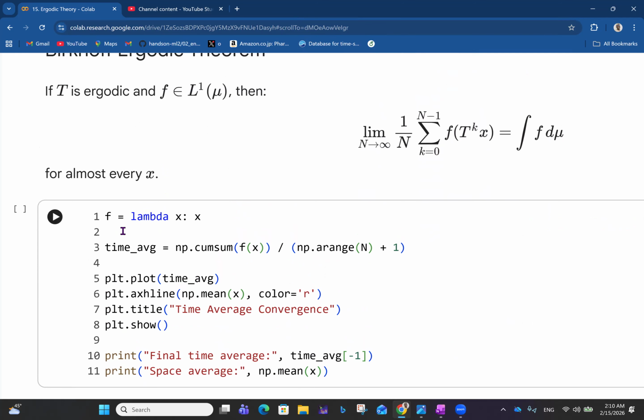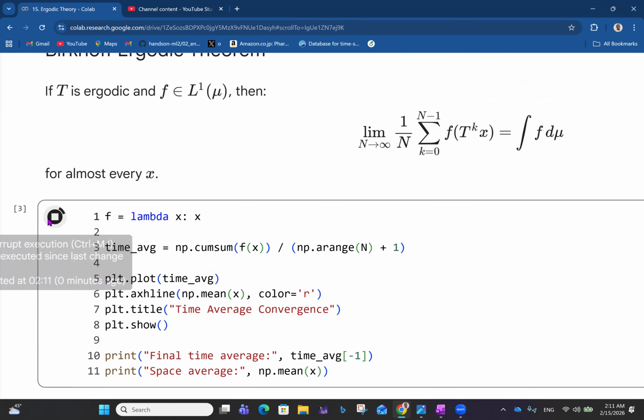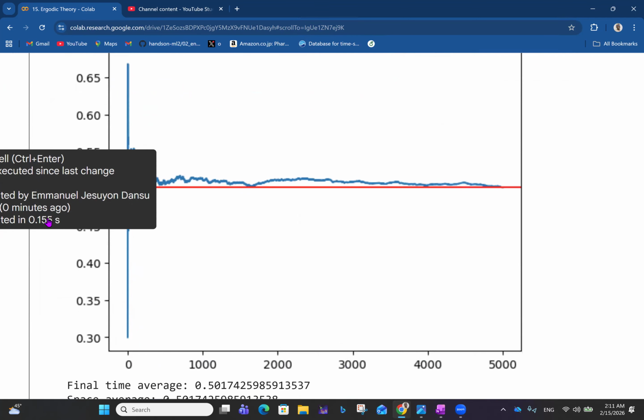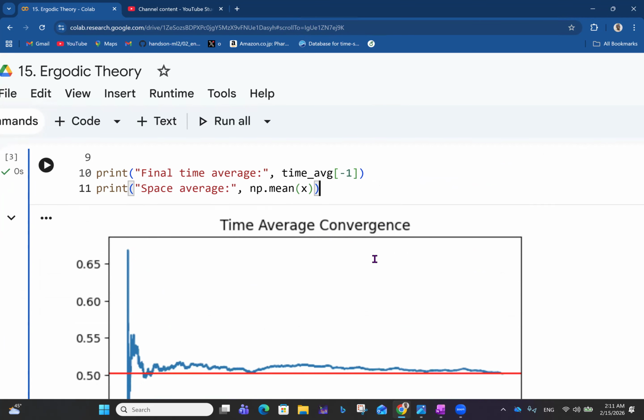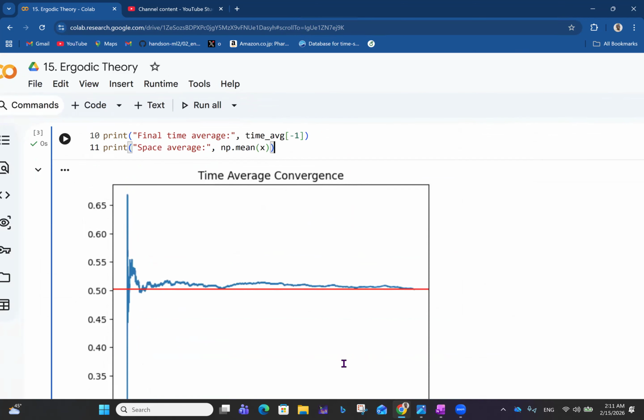We have f is equal to x. Imagine f is equal to x, and we define lambda x as x, right? That means we're saying f is equal to x, and the time average is actually np cumulative sum of f of x divided by the range from 0 to n plus 1. And then we plot the time average, and we see the time average convergence like this. So we print the time average and space average also, and we see if they are close by exactly. So in this case now, we have the time average convergence represented in this graph like this.